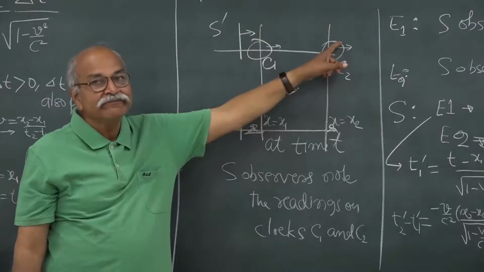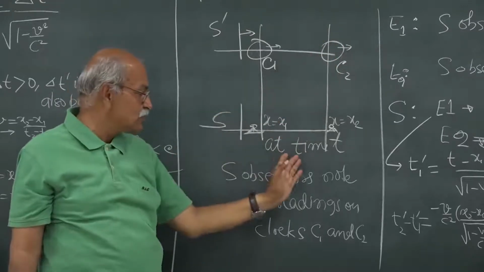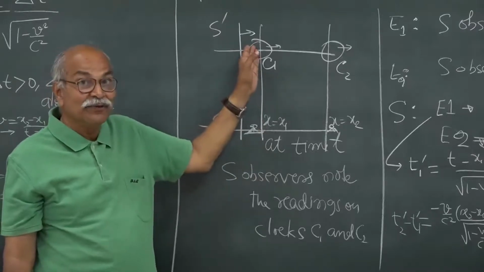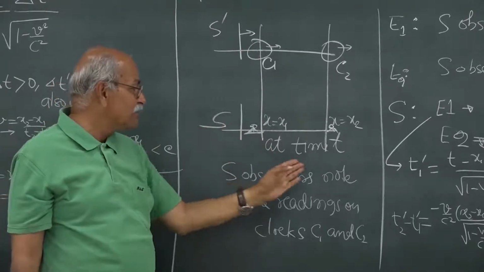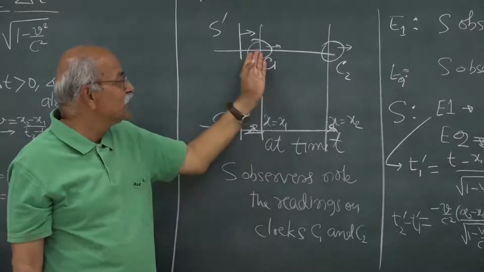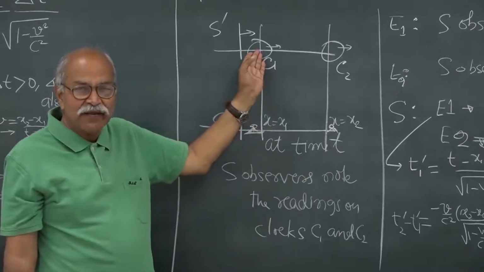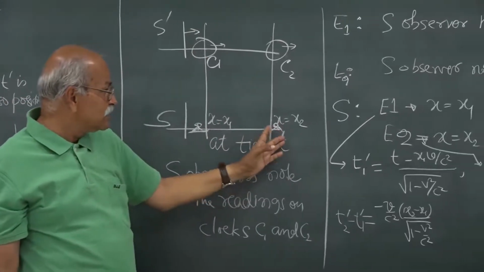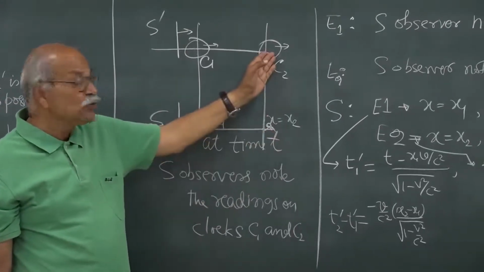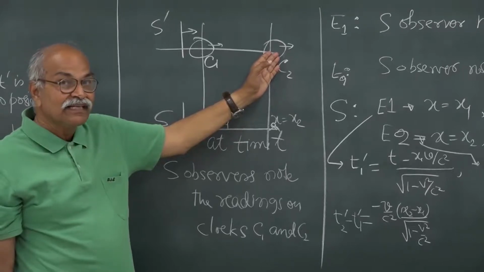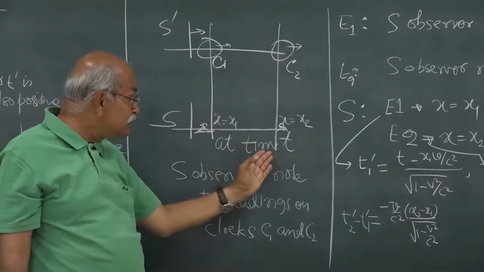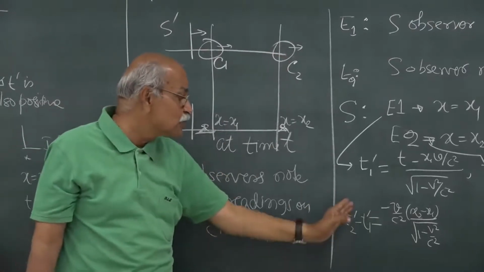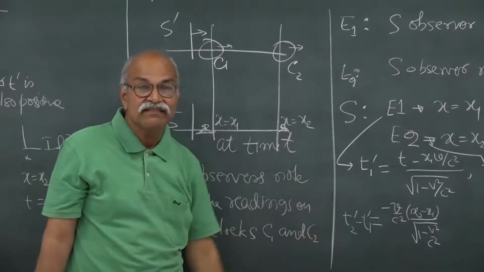and hence the clock reading here is T1 prime, the clock reading here is T2 prime, and the S observer notes that okay, this clock is showing T1 prime, although the time is t, but this clock is showing T1 prime, that is perfect. And this observer says okay, the time is t, but it is showing T2 prime, and the fact is that at the same instant these two clocks are showing two different times, T2 prime and T1 prime, and this is the difference.